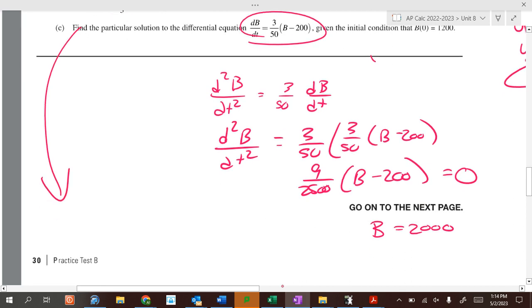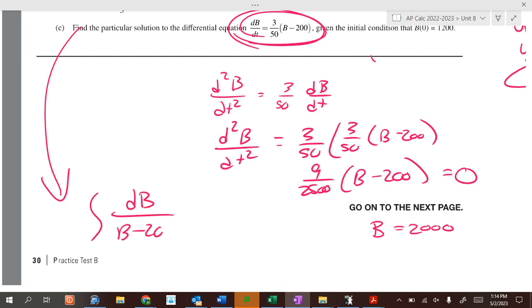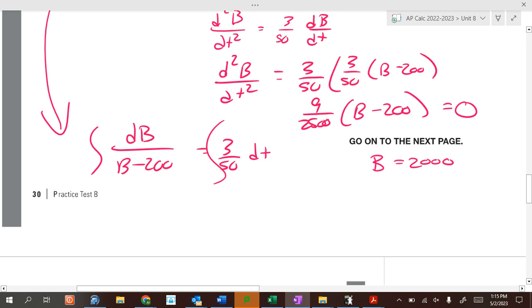Particular solution. When you see particular solution, that's when you integrate. So you have to get the B's to one side and the T's to one side and integrate both sides. So this is the ln of B minus 200 equals 3/50 T plus C.